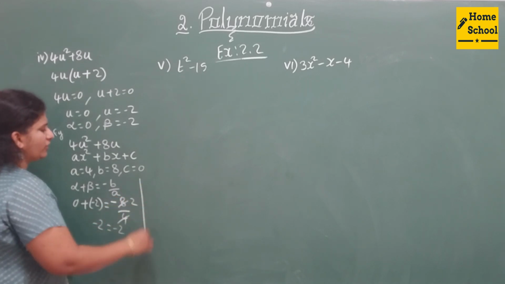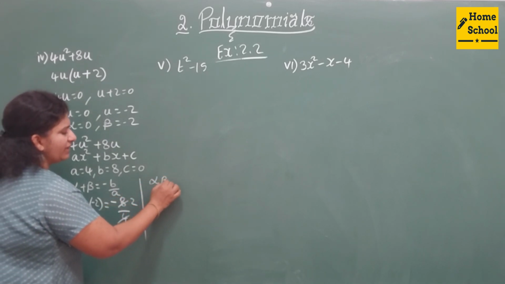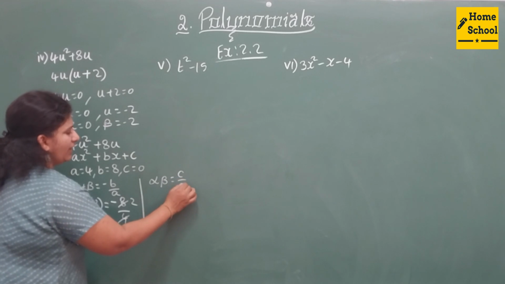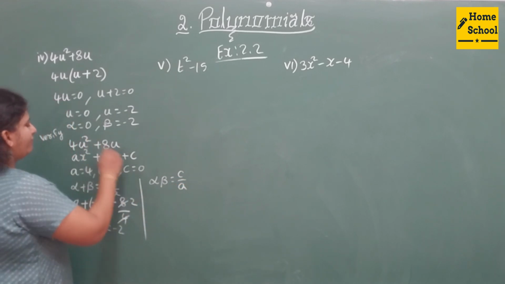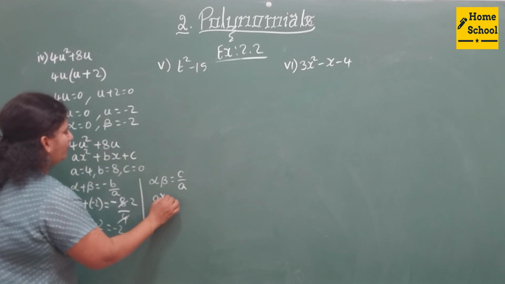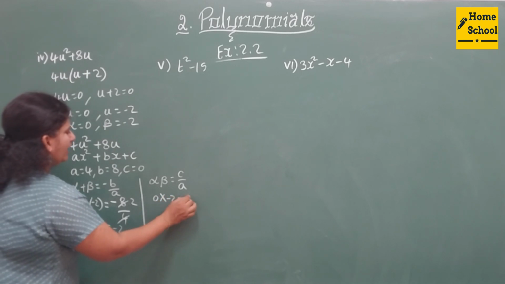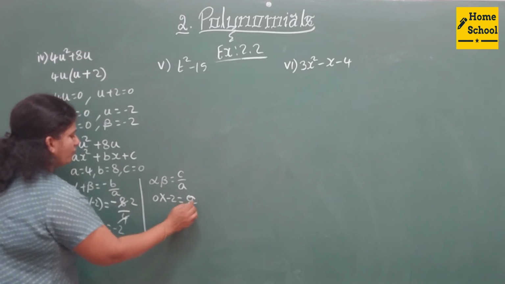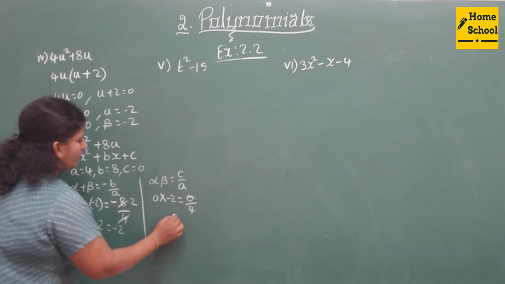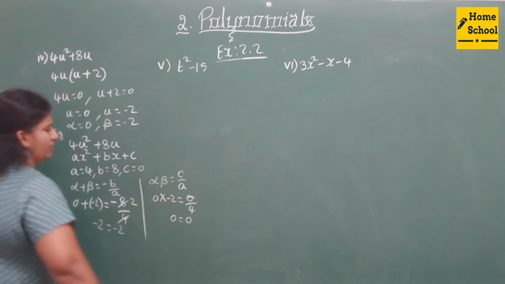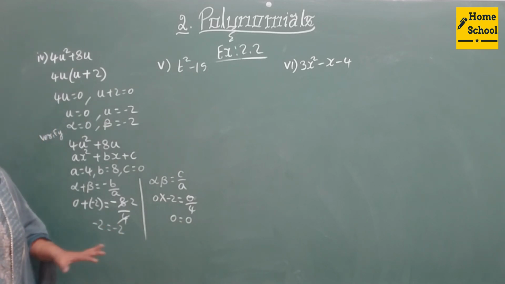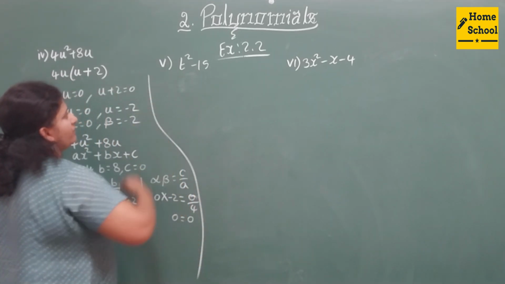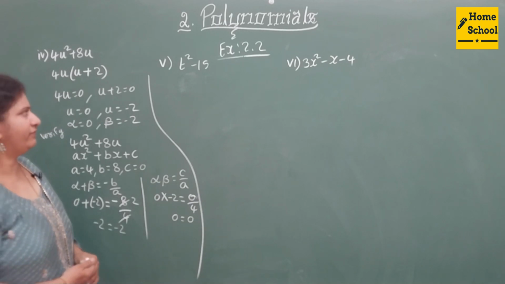Coming to product of zeros, alpha beta equal to c by a. Alpha 0 into beta minus 2 equal to c value 0 by a value 4. So 0 into anything is 0, so 0 equal to 0. Fifth one, t square minus 15.